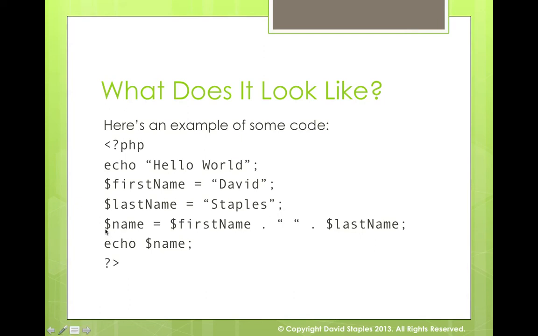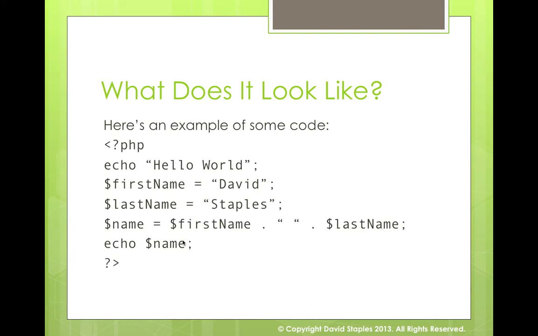And then next we've got the variable name, and I'm setting that to equal the variable first name with a space in between, and then the last name. So when this is actually written out, it would say David space Staples, just as it's written up here with that space in between. So the dot is what joins variables and strings together, perhaps other strings as well.